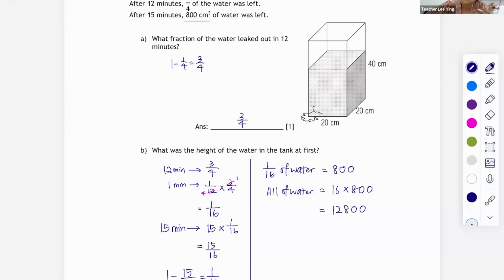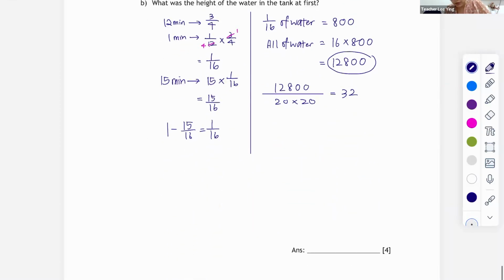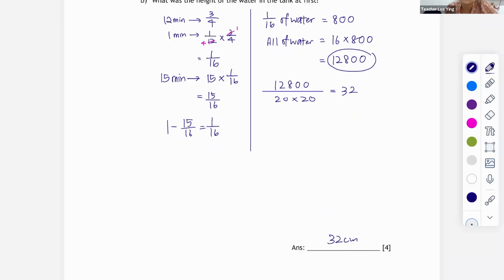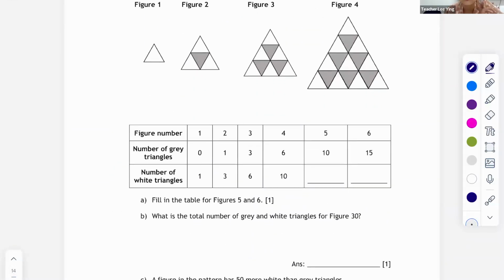Now, the question doesn't want the amount of water, but the height of the water. To find height, we will take volume divided by the base area. So I'll take volume divided by the base area of 20 by 20, so divide by 400. And that will give me 32 centimeters. So it was actually filled to a height of 32 centimeters at first. This is combining rates with volume. Moving down to the last question, number 17.